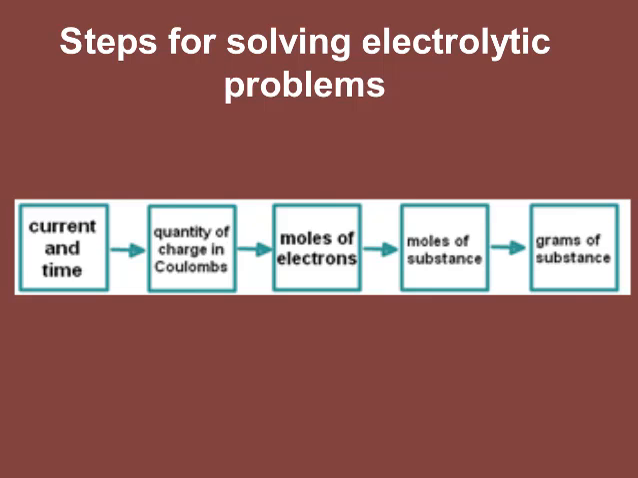When solving electrolytic problems, these are the steps that we're going to be taking. They're either going to give you the current and time, or they're going to give you the mass of substance. If they give you the current and time, then you convert that to the quantity of charge in coulombs. Then you'll have moles of electrons, then moles of substance, and then finally grams of substance. If they give you the grams of the substance, you need to find out how many moles you have, then figure out how many moles of electrons it would take. Then we can convert those moles of electrons to coulombs, and then finally to time using the current. Let's see these steps in action on the next problem.